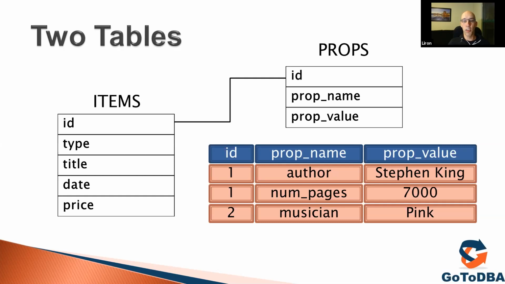So the two table solution is a bit more complex. I have the items tables like before, but then I have properties table, and the properties table has property name, property value. And as you can see here, I have the ID 1, that's a book, obviously, because it has an author, Stephen King, a number of pages, 7,000. If anyone read Stephen King books, they're usually very big, so 7,000. And then 2 is audio CD because it's a musician and Pink.